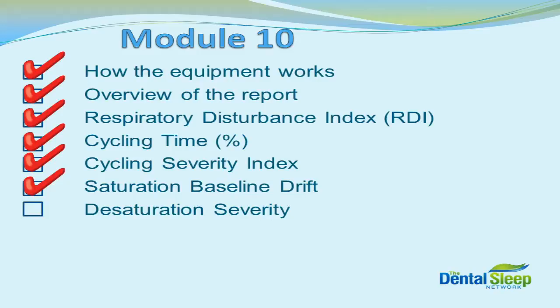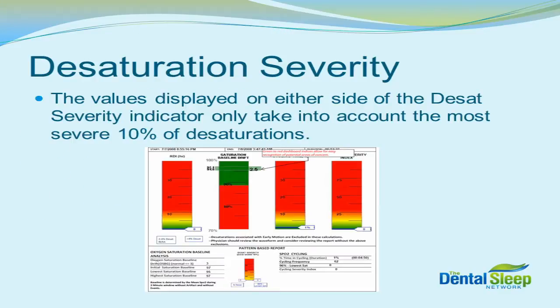Finally, we'll take a quick look at the desaturation severity index. This is a complicated index, and I don't want to spend too much time reviewing it, but let's talk briefly about what it is. The pulse ox algorithm takes a look at all the most serious desaturations and looks at the 10% of the worst desaturations during the period of the study. The graph is then displayed down below. It's a smaller graph than the other four.